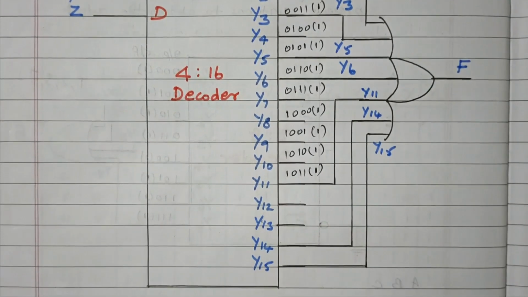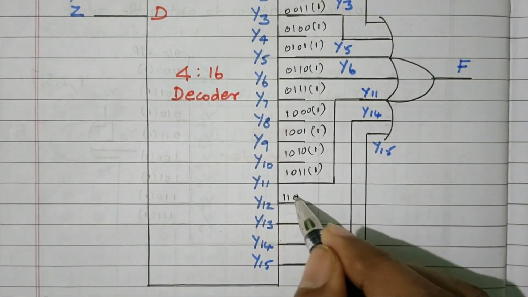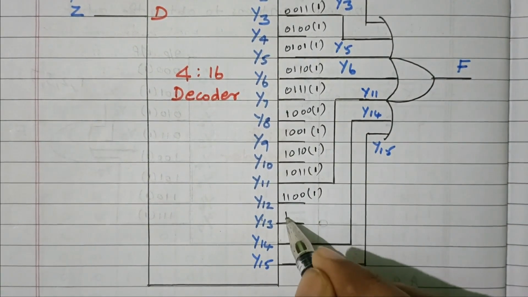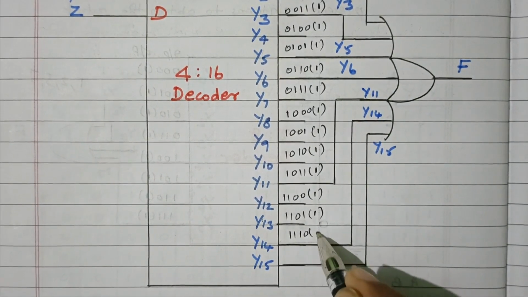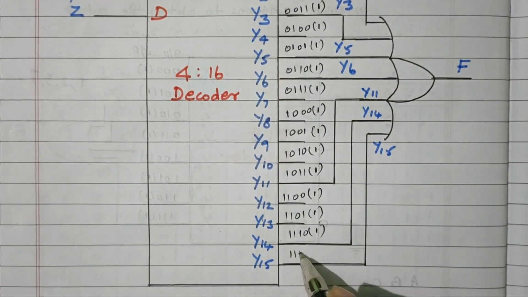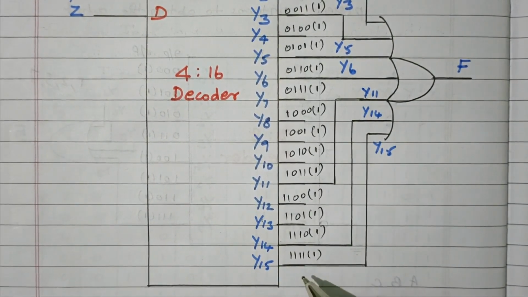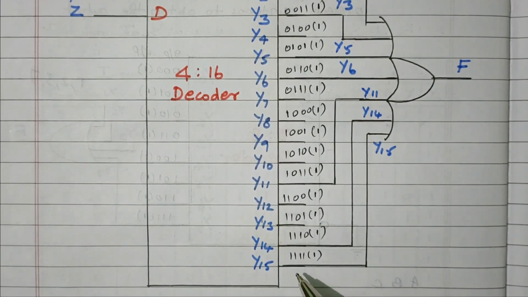Finally, 1, 1, 0, 0, 1 as the output. 1, 1, 0, 1, 1 as the output. 1, 1, 1, 0, 1 as the output. 1, 1, 1, 1, 1 as the output. So these are the 16 combinations, and based on that we'll get the output.